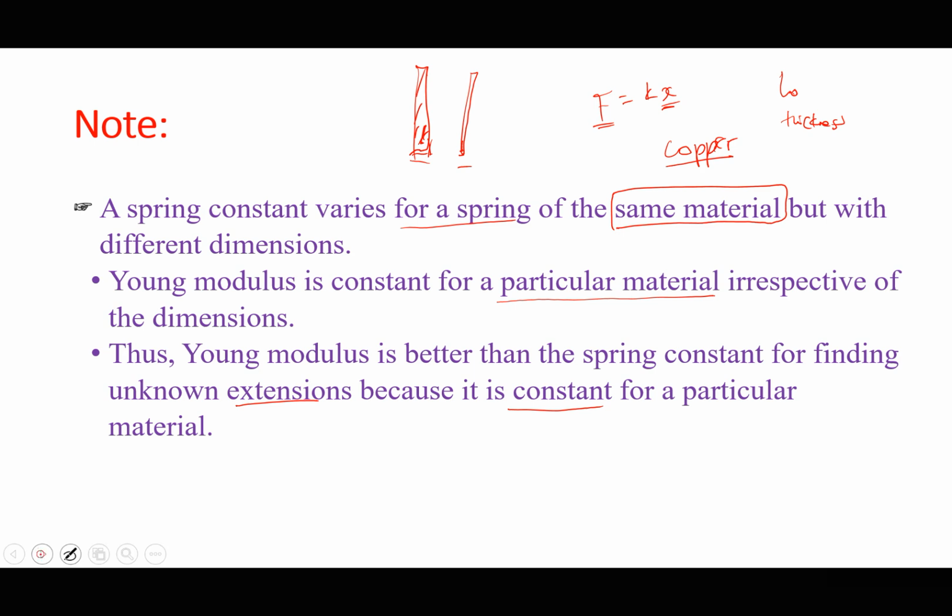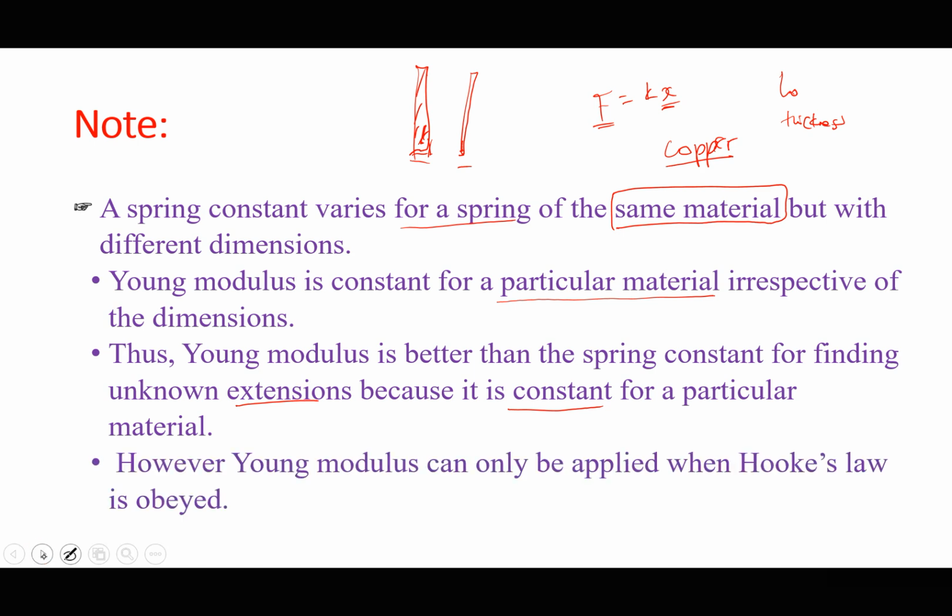However, Young modulus can only be applied whenever Hooke's law is obeyed. So you cannot use the approach of Young modulus to find unknown extensions unless Hooke's law is obeyed. If Hooke's law is not obeyed, then Young modulus is not applicable. It is only applicable whenever Hooke's law is obeyed.